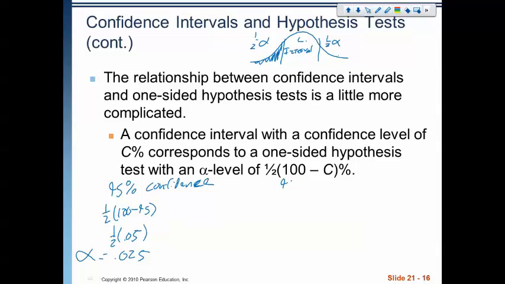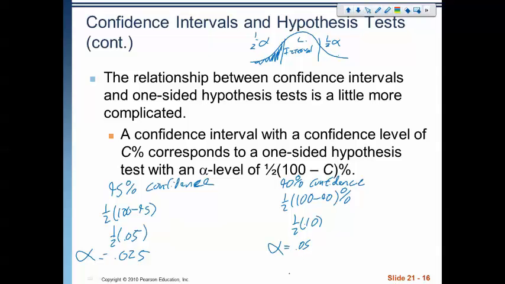If this were 90% confidence, then it would be 1/2 times 100 minus 90, which is 1/2 times 0.10, which is 0.05.